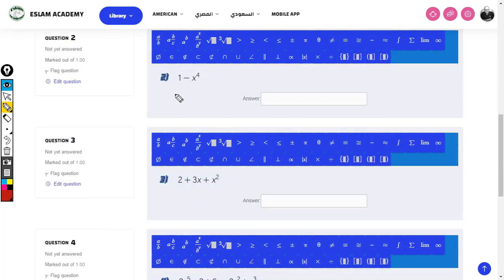1 minus x to the power 4. Write in standard form. At first we have x to the power 4, which is negative, so we will start with negative x to the power 4. And 1 here is positive, so it will be plus 1.